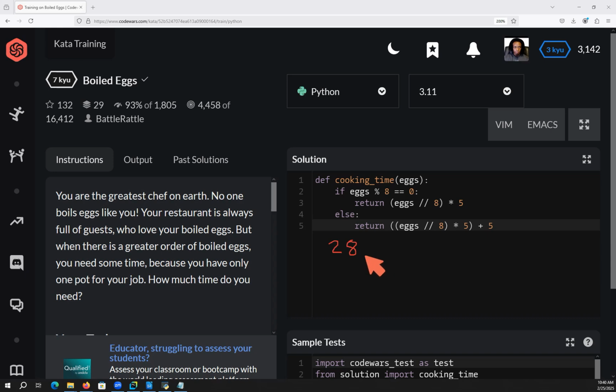All right. The part that is divisible by 8: 28 divided by 8 equals 3, and there's a remainder of 4. So the part that is divisible is 3, which means there are 3 sets. You take those 3 sets times 5, it equals 15. But then there's a remainder of 4. For the 4 that's left over, you just add 5 to it, and that's going to give you 20, because that 5 is for the 4. So there you go, folks.